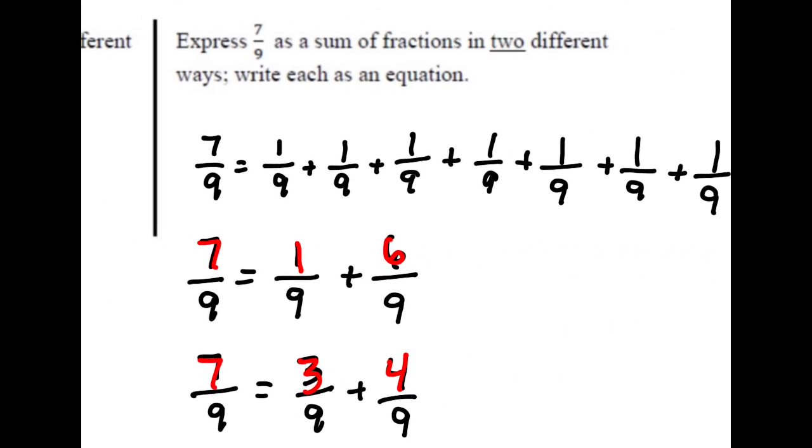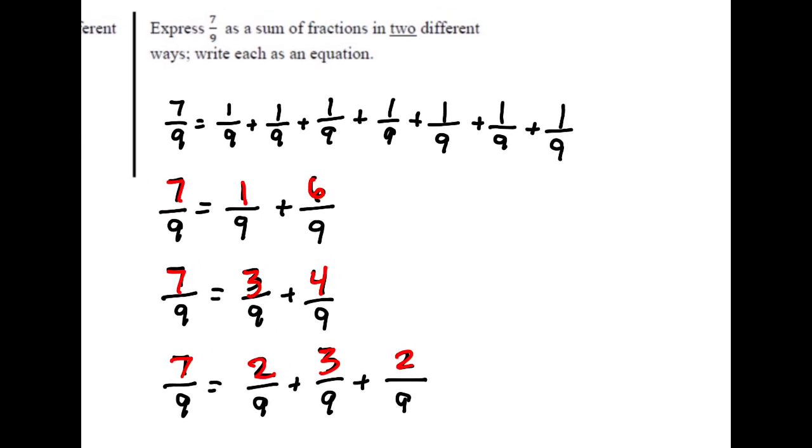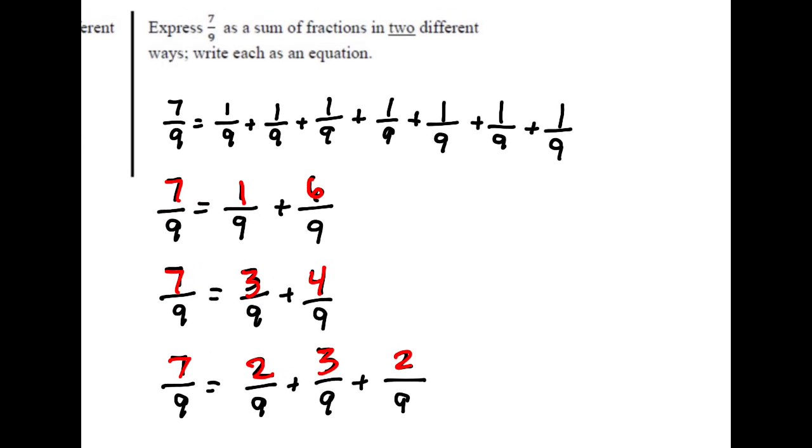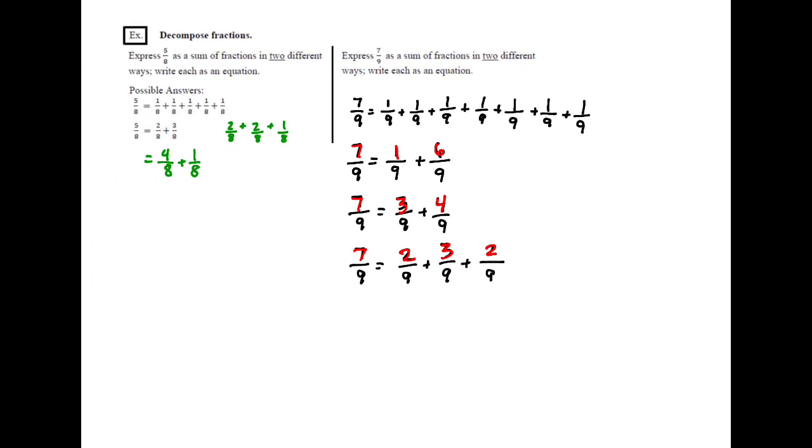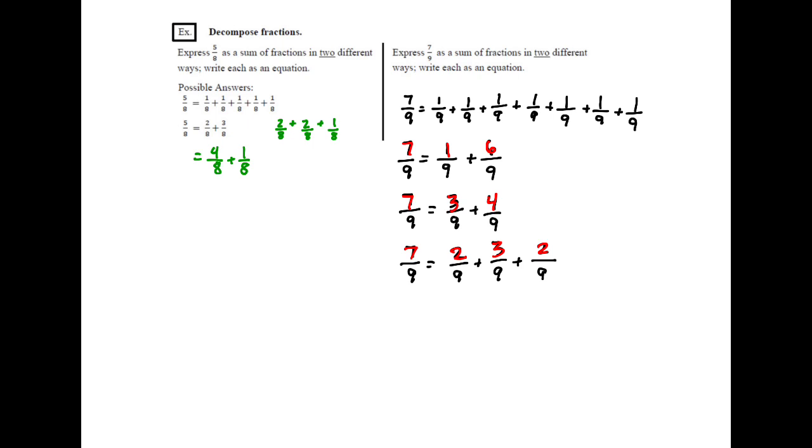Okay, and here what we did in class was 7/9. So we had 7 ones added up to give you 7. 1 plus 6, 3 plus 4, 2 plus 3 plus 2. You know, you've got other options too. You just want to leave the denominator the same and add the top numbers up to give you the number they were looking for.